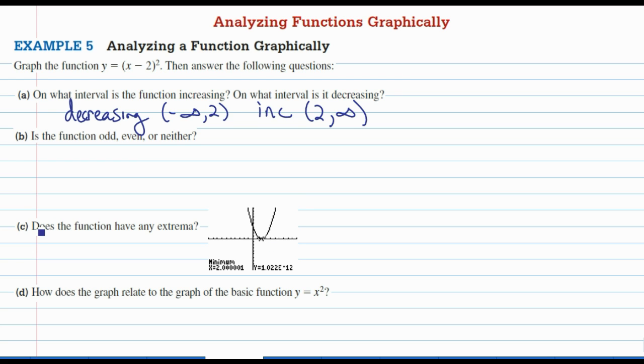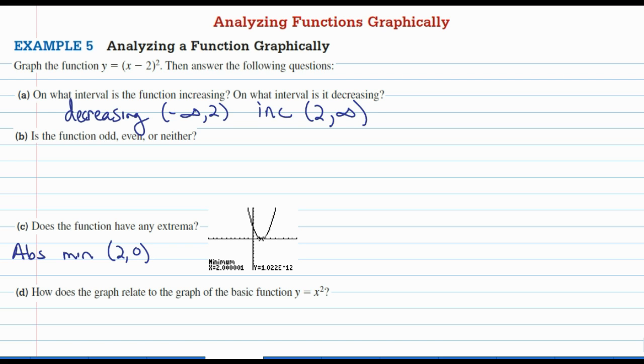Now we actually already answered our question for part C. Does the function have any extrema? Well, extrema are related to decreasing and increasing. When the function changes from decreasing to increasing, I have a minimum. Specifically, this one is an absolute minimum. Because it's a parabola, the function isn't going to get any lower than that minimum right there. So we have an absolute min at 2, comma 0.